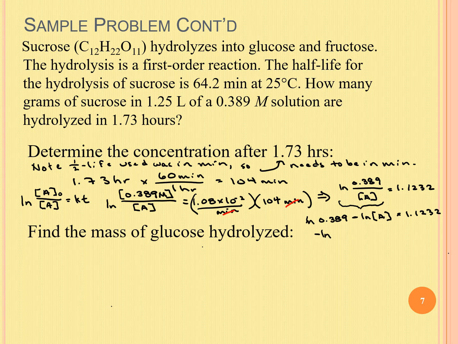So I have the negative natural log of A is equal to 1.1232 minus the natural log of 0.389, which is going to give us 2.067. So then the natural log of A is equal to minus 2.067. Now to get rid of the natural log, we're going to do e to both sides. So A is equal to e to the negative 2.067, or A is going to be equal to 0.127 molar. Finally, there.